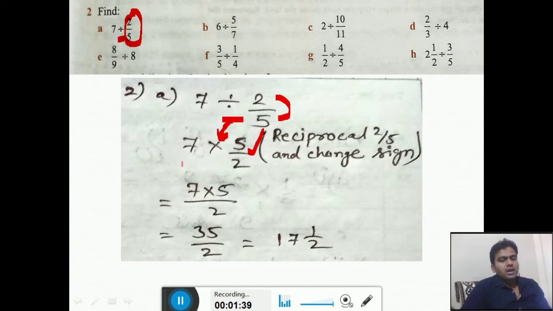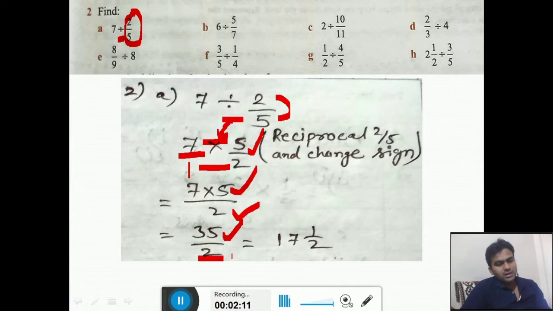If the number 7 is divisible by 2, we will cut. If it is not divisible by 2, we will multiply the numerator with the numerator and the denominator with the denominator. Here no denominator is given, so we will assume the denominator 1. Now 7 into 5 and 2 into 1. So 2 into 1 is 2, 7 into 5 equals 35. 35 upon 2 is the answer.